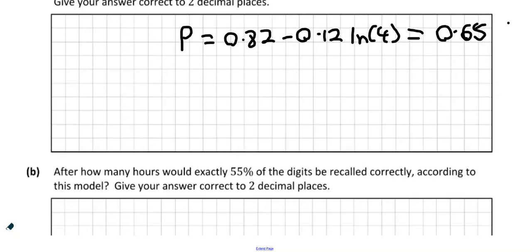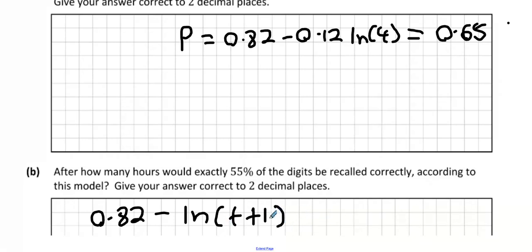After how many hours would exactly 55% of the digits be recalled correctly, according to this model? So we're going to write down our original formula, which is what? 0.82 minus 0.12 ln(t plus 1). Now, it says we retain 55%, so 0.55. Oh, this is 0.12. Thank you.